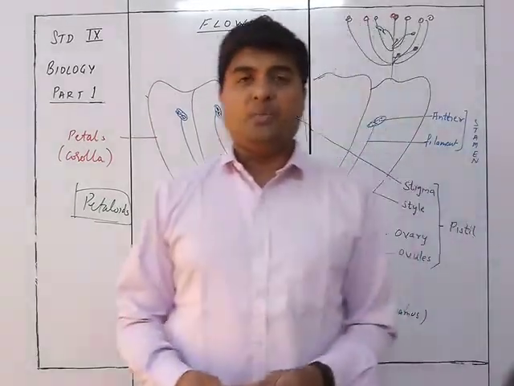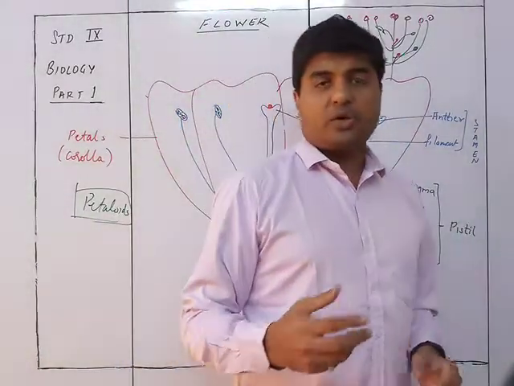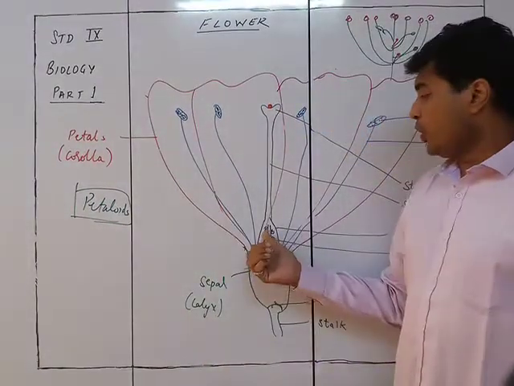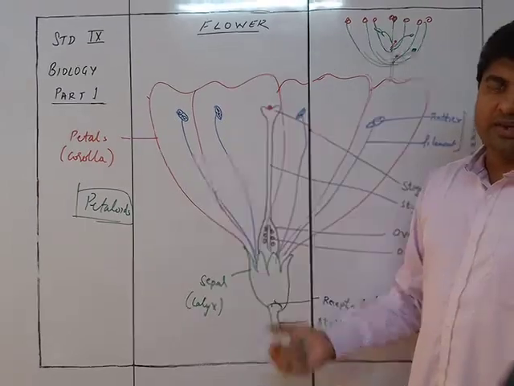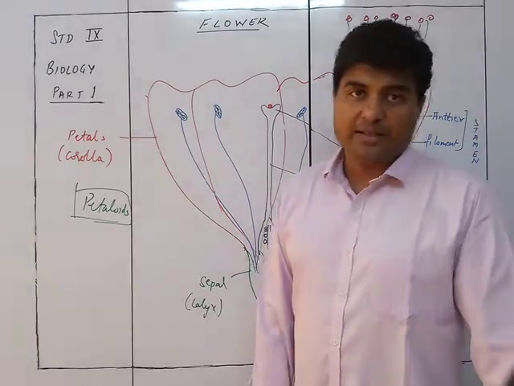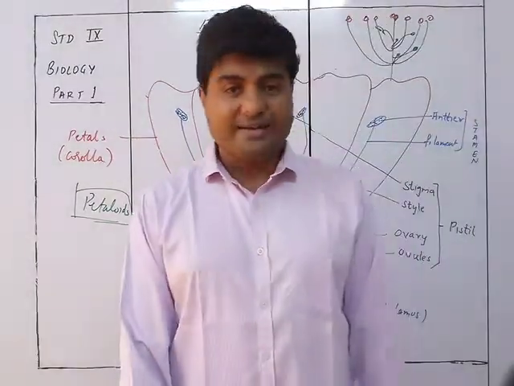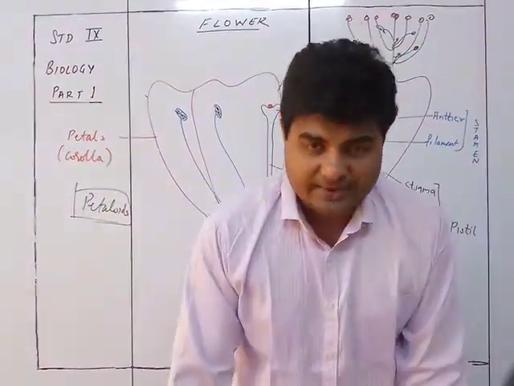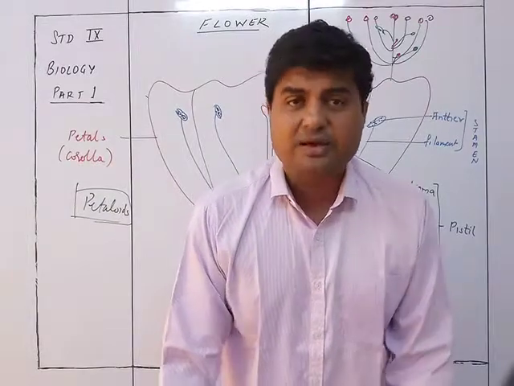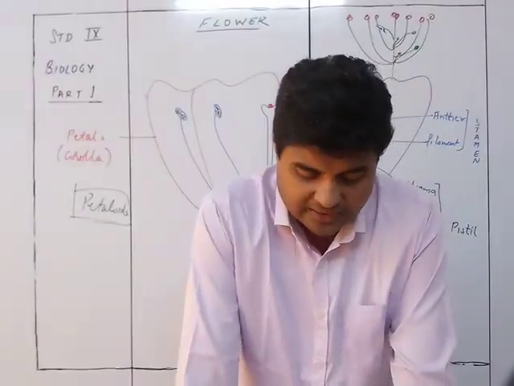The manner, the method, or the way in which the ovules get attached to the walls of the ovary is called placentation, and the part of the ovary wall to which they attach is called the placenta. So the placenta is the one to which the ovules are connected, and placentation is the method, or the manner, in which they are connected.